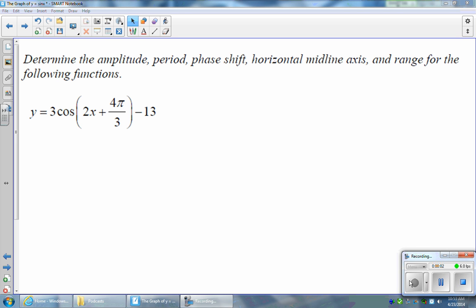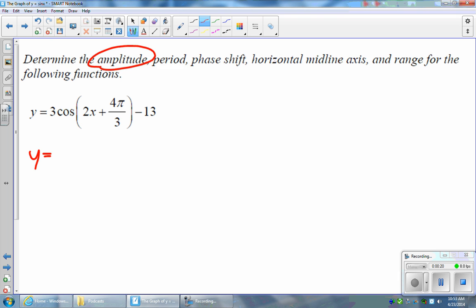All right, in this lesson, I'm going to show you guys how to find certain characteristics given the cosine function. So looking at this function here, we want to first identify what the amplitude is. Now the amplitude has to do with the a parameter. If you're not too sure what your parameters are, I always try to compare it to the general form first.